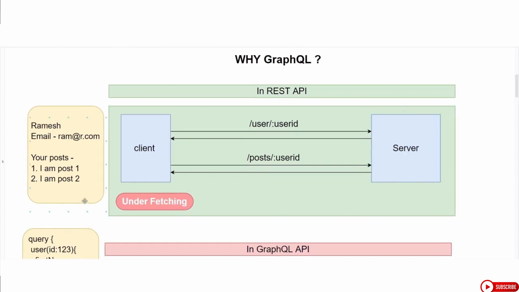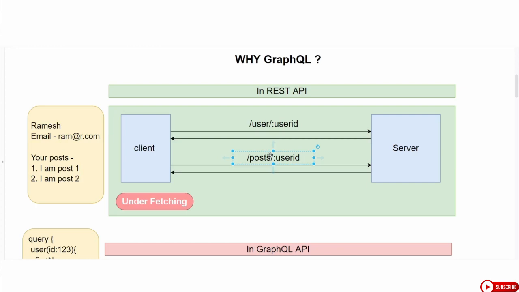So what happens is, let's assume that you have this web page. Here you want to show some details of the user, and here you want to show all the posts that user has created. So for this, from the client, you first get the user detail. To get the user detail, you make an API call. Then the server gives you all the user detail, for example the name and the email. Once you get the user detail, you make another API call to fetch all the posts that user has created. So here you are making two API calls.